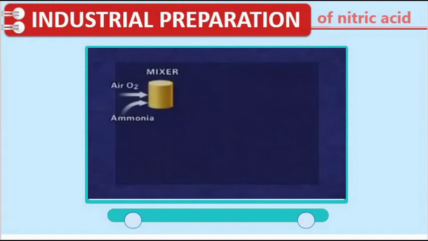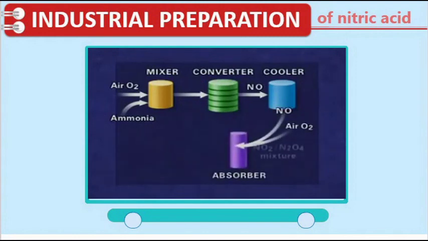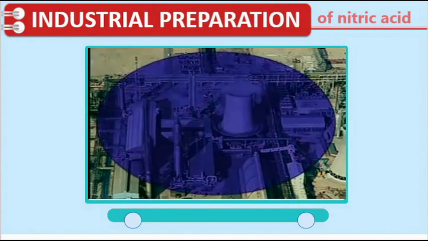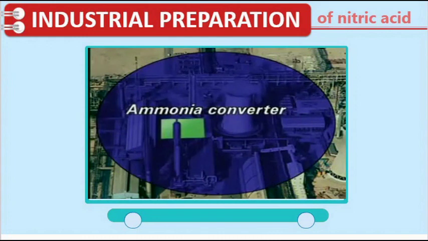The raw materials for making nitric acid are ammonia and air. In the converter, nitrogen monoxide is formed. This is cooled and reacts with more air to produce a mixture of nitrogen dioxide and dinitrogen tetroxide. These gases are absorbed in water to produce nitric acid. In this plant, liquid ammonia is fed to the evaporator here. Ammonia is mixed with air here and passes to the converter. This is the absorber.